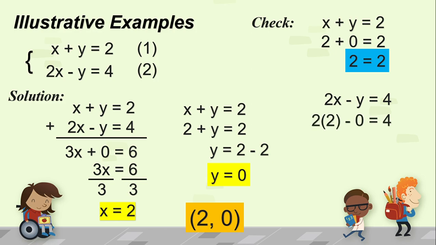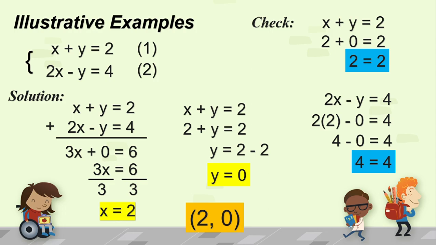So for this, 2 times 2 is equal to 4, and then bring down minus 0, then 4 minus 0 is equal to 4. So therefore, 4 is equal to 4. It proves that our solution 2 and 0 is correct by checking or using the first equation and second equation.